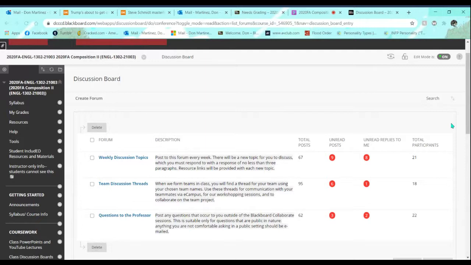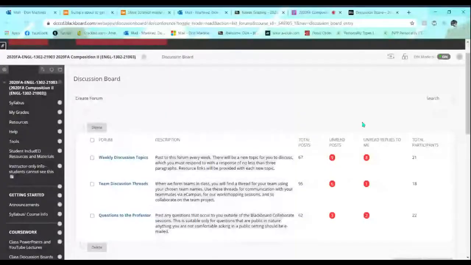A one-sentence reply, I'm going to state right here that if the response that you post to the discussion board is less than three paragraphs, it will not count. Okay? So make sure that you are doing the full length of the response that you need to for those discussion topics. All right, so I'm going to go ahead and open it up for one more round of questions.